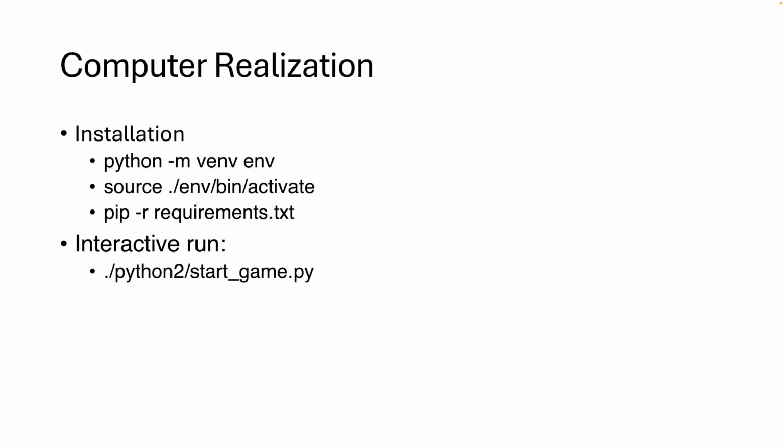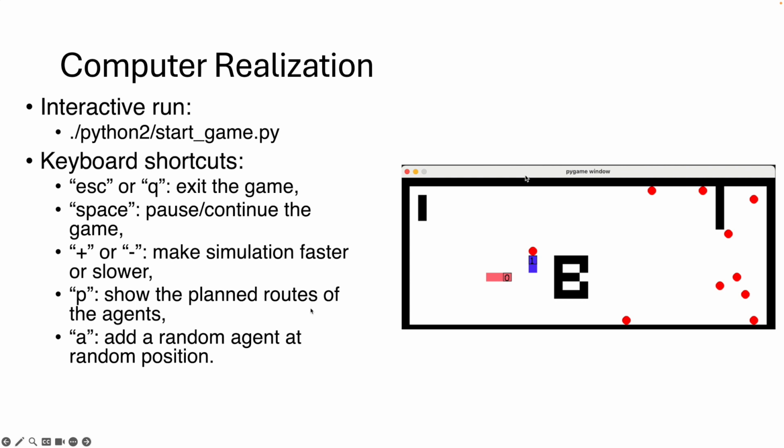It is a Python project, so the first thing that you should do is install a virtual environment, activate it, and install all required libraries, and then start the interactive run. So here is one example of this interactive run. During the game you can modify game behavior using the following keys.